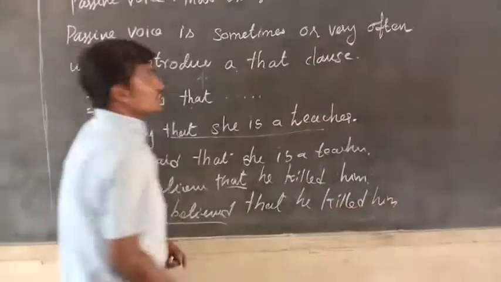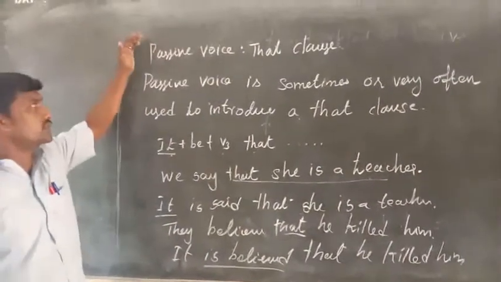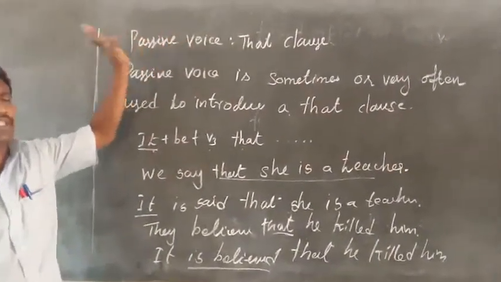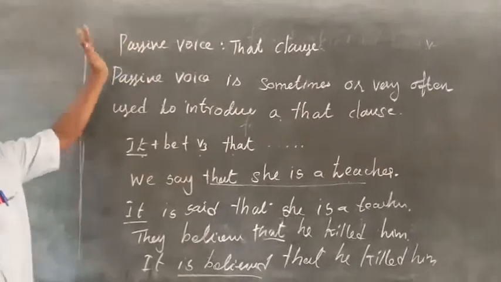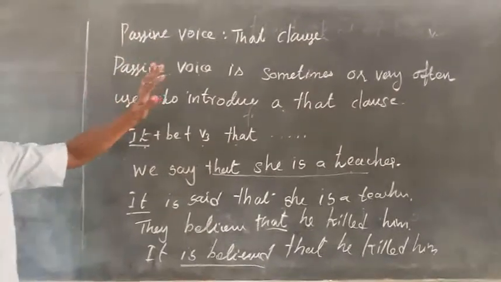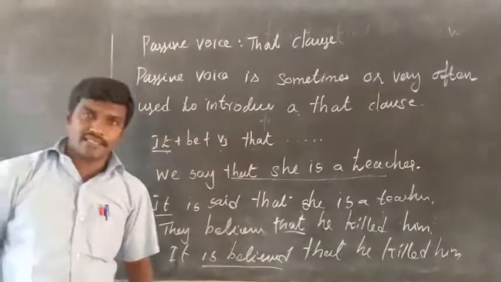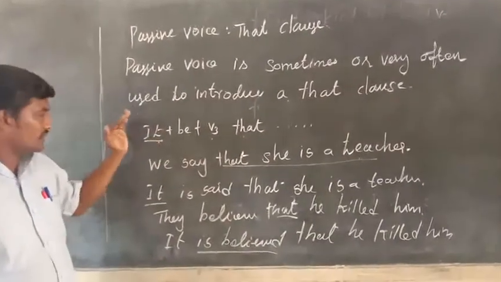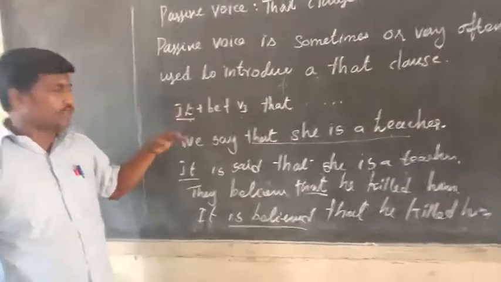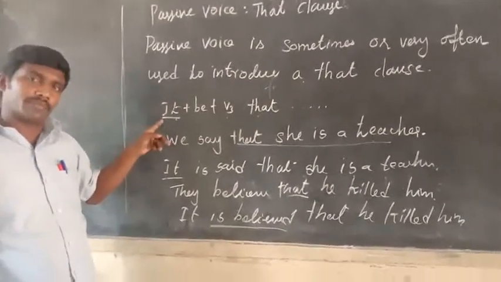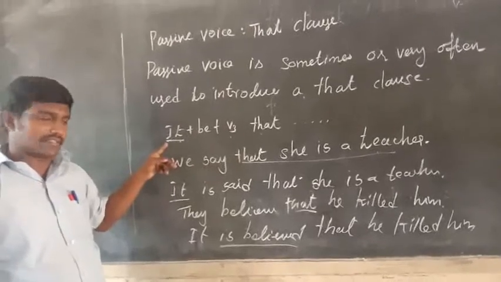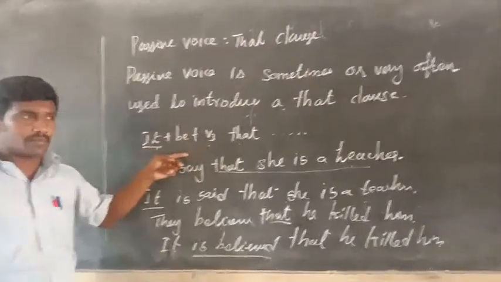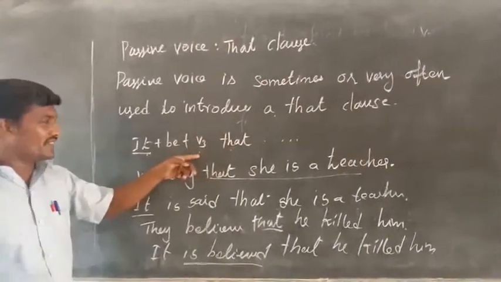So one more time I would like to explain this one, the passive voice in that classes. A that-clause can be used in passive voice. Passive voice is often used to introduce a that-clause. When we change from active into passive, we should use this formula. It will help you to get 2 marks in that classes. It, then V-be, then V3, then that.